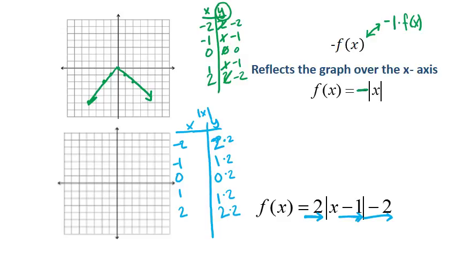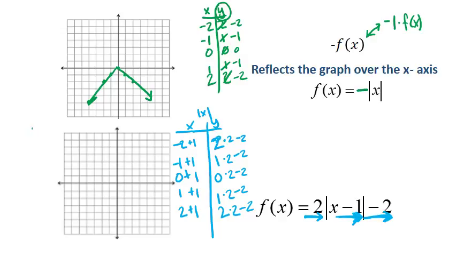Then subtracting 1 is on the inside, so it's going to affect my x's. Now remember, this horizontal shift, the opposite occurs. So even though it says subtract 1, we're going to add 1 to each x value. This next move of subtracting 2 is on the outside of my absolute value. The outside means it affects the y value, so I'm now going to subtract 2 from every y value.